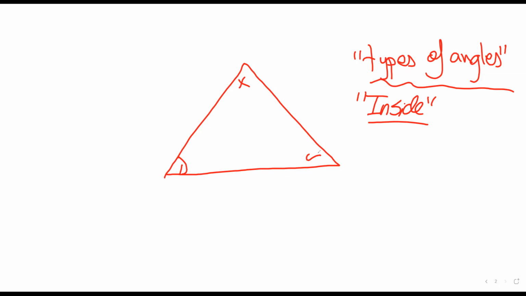So the angles that are inside the polygon are called interior angles. Interior angles. So what are the interior angles? The interior angles, they are the angles that are inside the shape. Applies on triangles و applies on other polygons برضو.